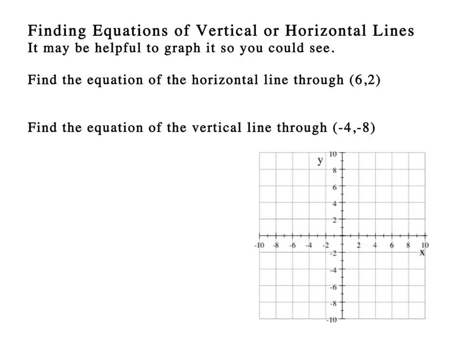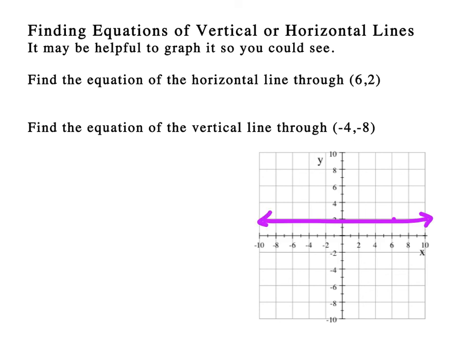Lastly, finding equations of vertical or horizontal lines. It may be helpful to graph it so you can see. Find the equation of the horizontal line through 6, 2. So I'm going to first graph the point 6, 2. X is 6, so I'm moving right 6, up 2. Okay. Horizontal line is going to be like this.